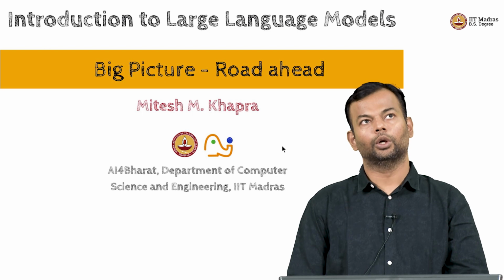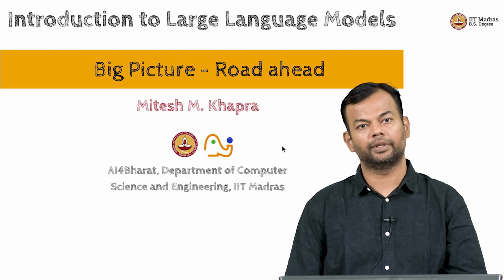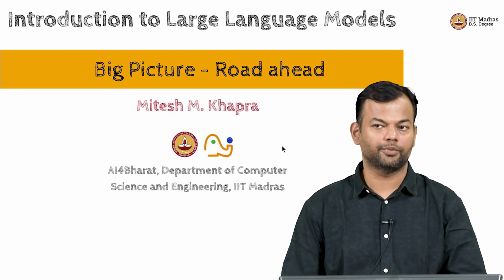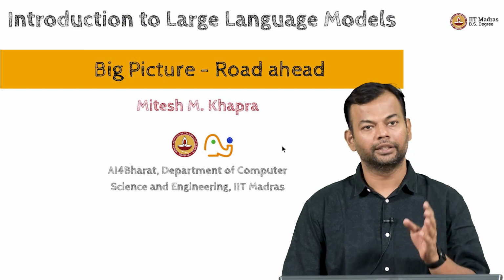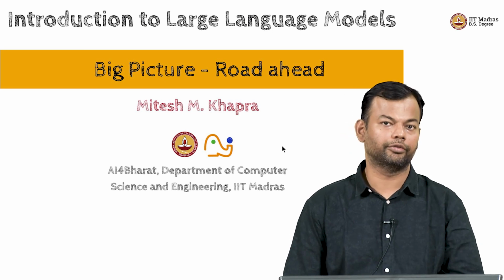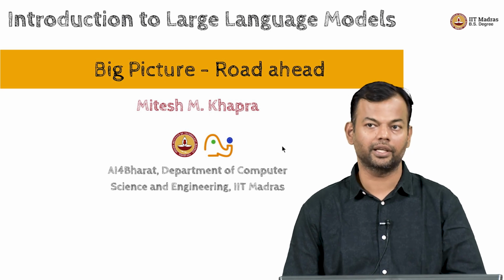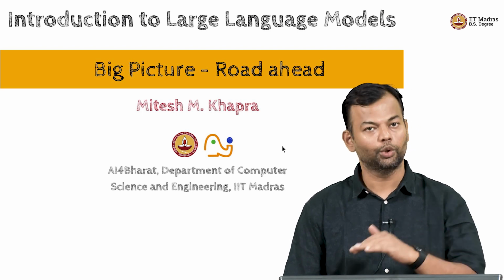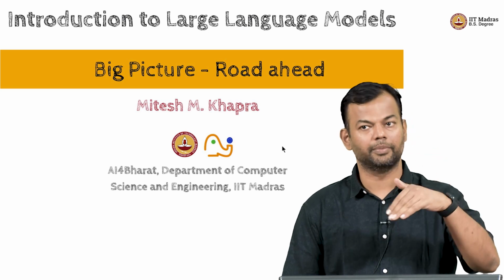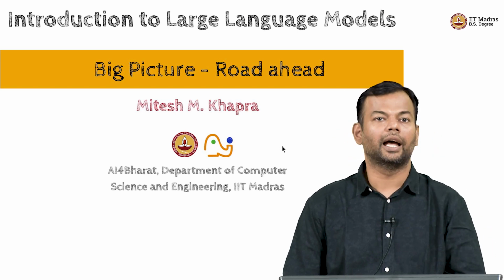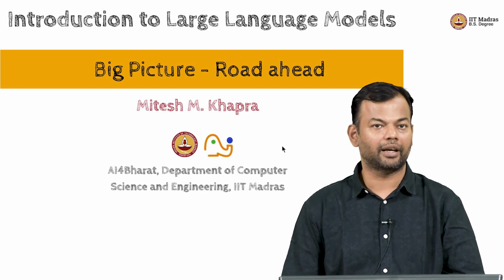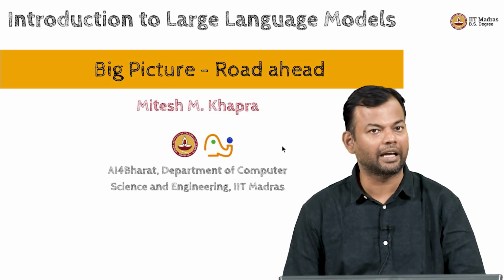So far what we have done is that we have looked at the task of language modeling and then looked at three families of large language models, right? The encoder-only family where we saw BERT and its variants. Then we had the decoder-only family where we had GPT, GPT-2 and so on. And then the encoder-decoder family where we looked at BART and T5, right? So we have looked at the three families.